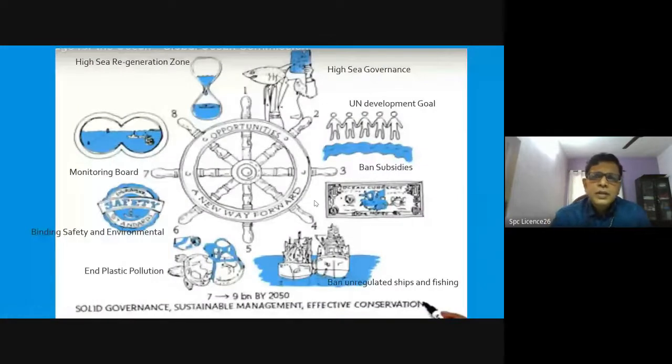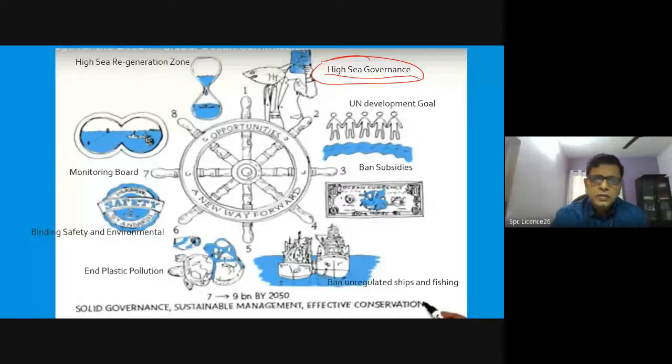One of the first things that needs to be done very seriously is high sea governance, because as far as political limits are concerned, every country literally owns the seas up to 200 nautical miles. The sea beyond 200 nautical miles is high sea, and it is open to all countries.